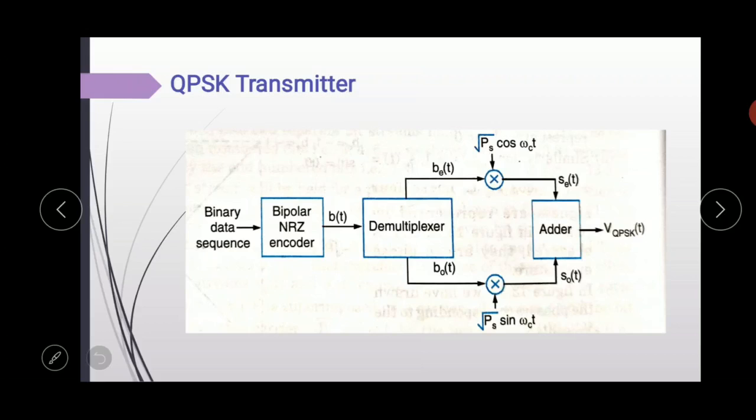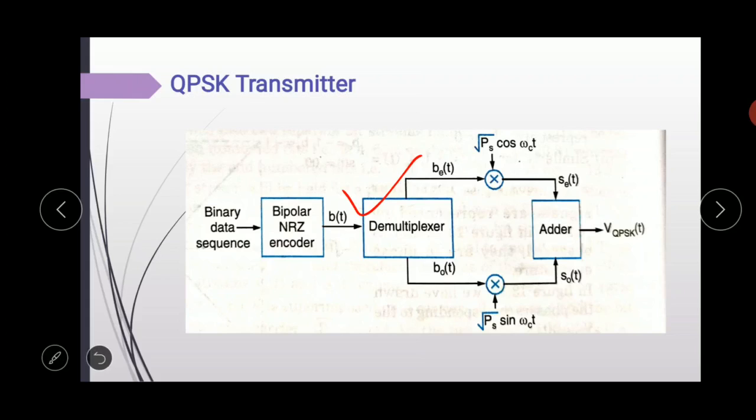Then this one is the QPSK transmitter. In the QPSK transmitter, first the input binary bits are given to the bipolar encoder. We earlier discussed that when a unipolar signal is given to the bipolar encoder, at the output we get a signal having two polarities, that is plus and minus. After that it is given to the demultiplexer, used here as a bit splitter.